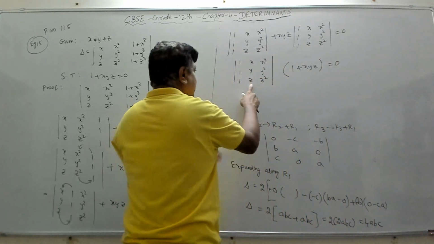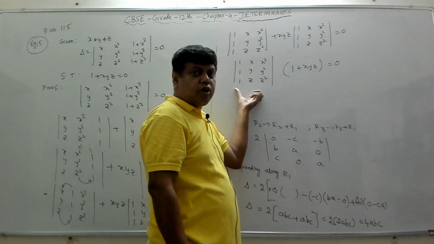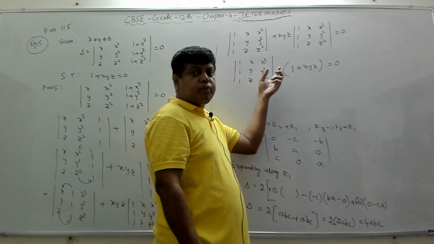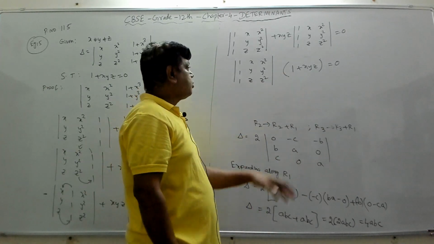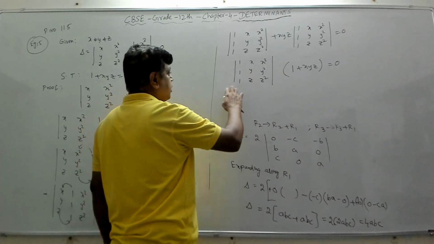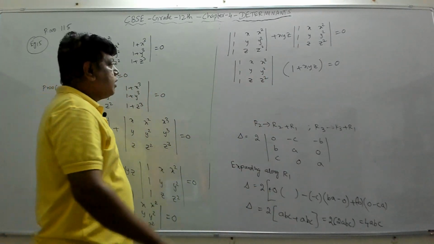So to prove this is not equal to 0, it means that this has to be 0, because since this is not equal to 0, a non-zero number multiplied with some number is 0 means that some number should be 0. So we are going to prove that this is not equal to 0. For that we will try to evaluate this determinant. What is the value of this determinant? Again, we'll have to expand this determinant.